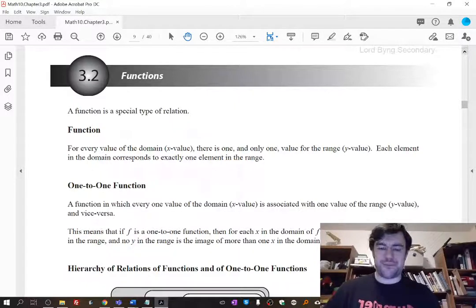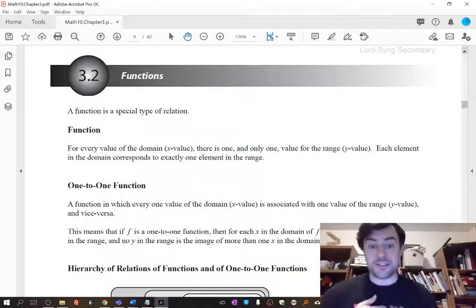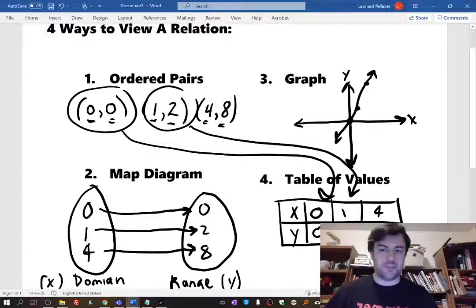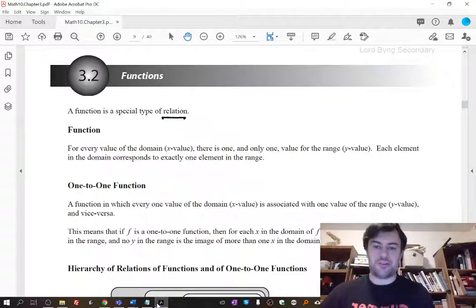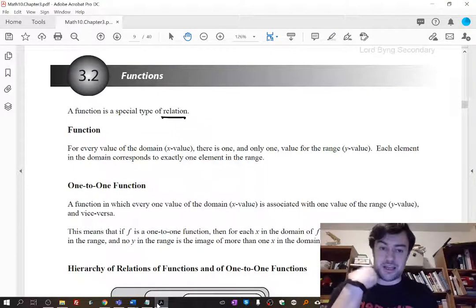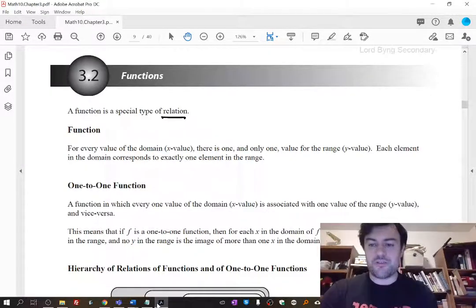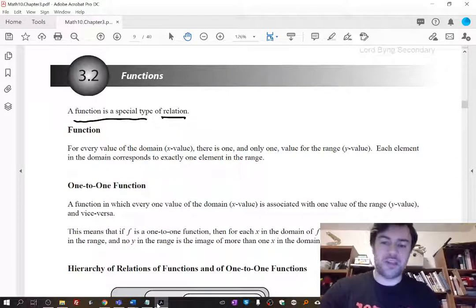All right, Math 10, we're going to be talking now about functions. And we're going to be reviewing functions and understanding functions through these four different ways to view relations. It turns out that functions are just special relations. So a relation, remember, is a set of ordered pairs. So a function is just a special type of set of ordered pairs.